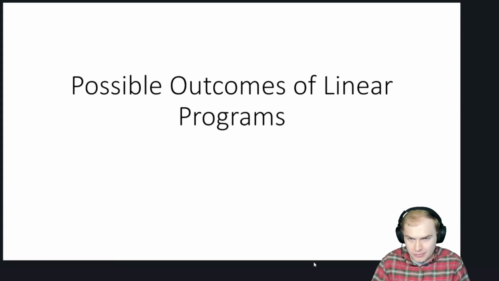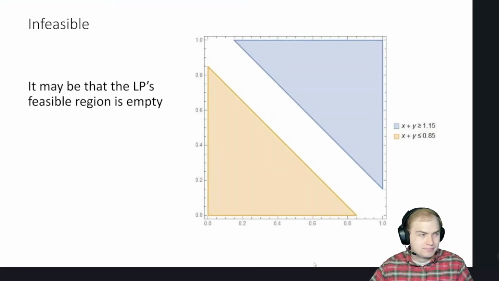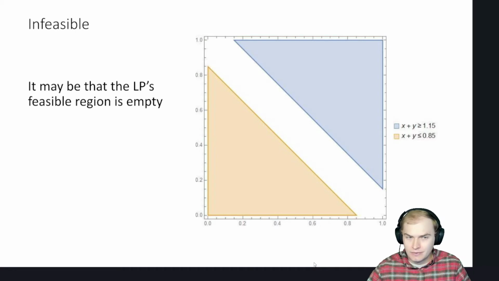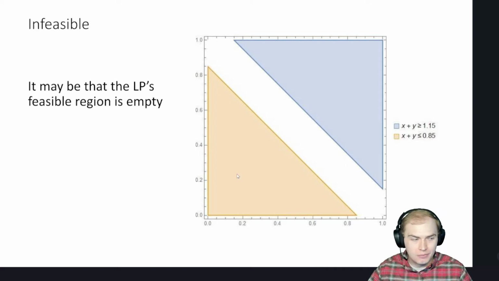So the possible outcomes of linear programs. First off, they could have no solution. This is pretty obvious if you remember from linear algebra. When you're solving a system of equations, it's possible for that system to not have any solution. So it's not a stretch to understand why a system of linear inequalities may also not have a solution.